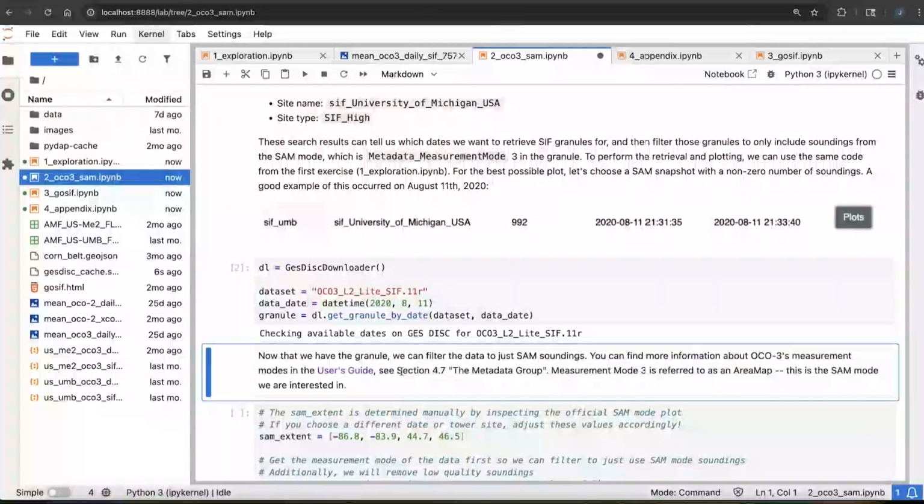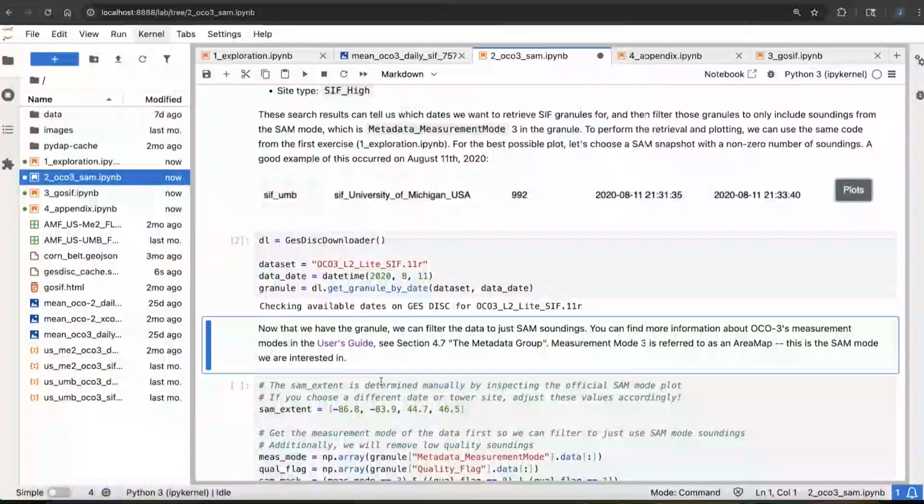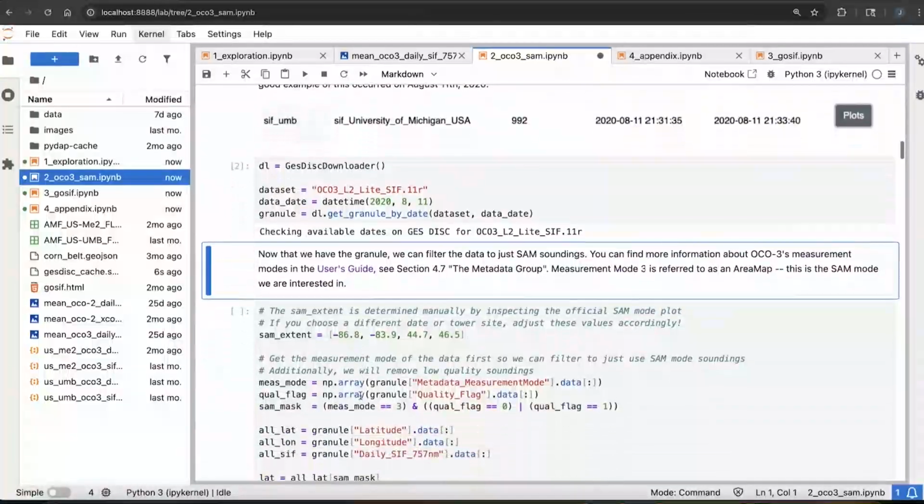I won't pull up the User's Guide for this particular exercise, but you can look at it on your own if you're interested. Measurement mode 3 is referred to as an area map, and this is what we're actually going to be filtering the data on. We'll also filter to just select points with a quality flag of 0 or 1, which, if you recall, are points that have a quality of best or good.